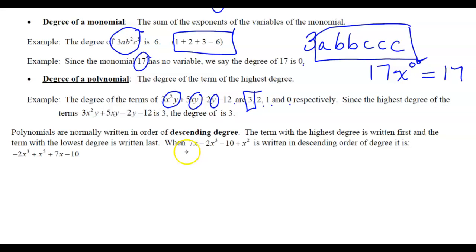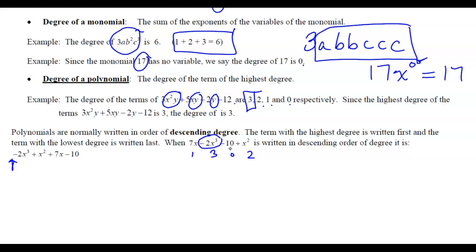So this here, when we arrange this, this is degree 1, 3, 0, 2. So I take this term with the sign in front, so I have to copy out the negative 2x cubed. Then I add plus, then I have plus x squared, degree 2, plus 7x, degree 1, minus 10, degree 0. Okay, so that is descending order of degree.